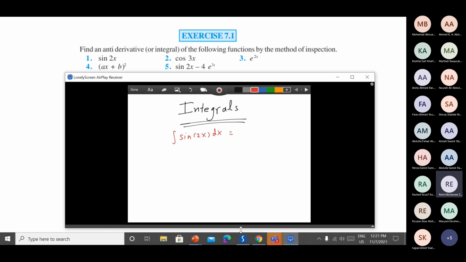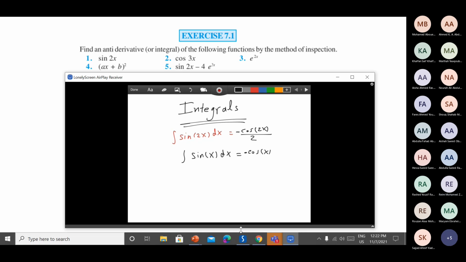Yes, cosine 2x over 2. I have in my table, sine x dx equal to what? Cosine x. But I don't have 2, right? So, sorry, minus cosine. Minus cosine 2x. Yes, yes.